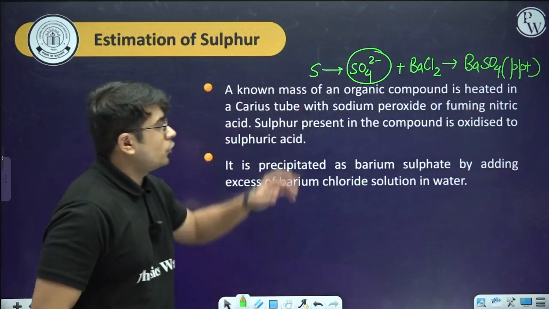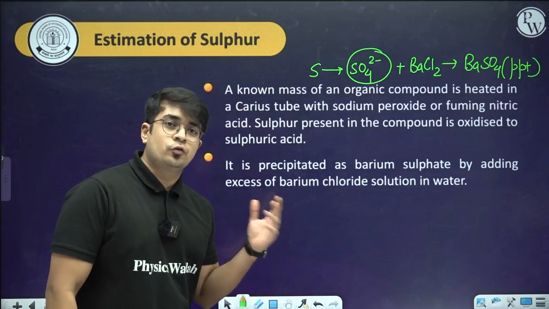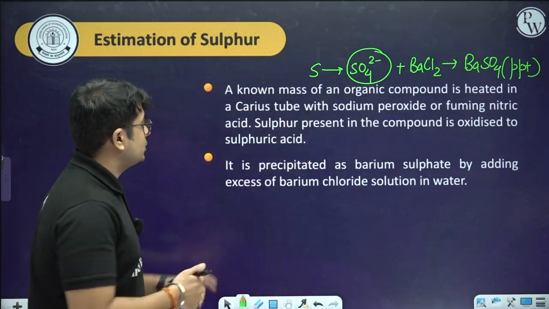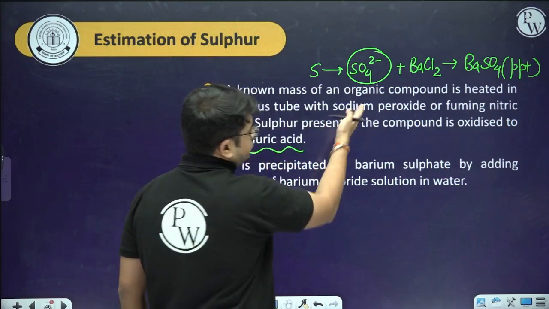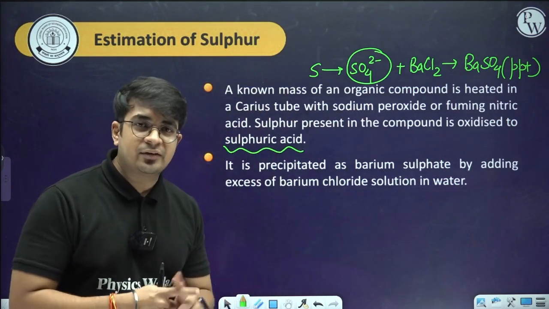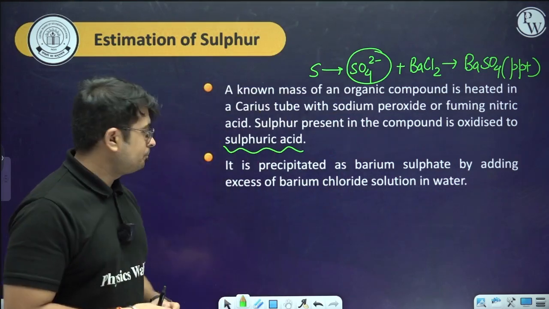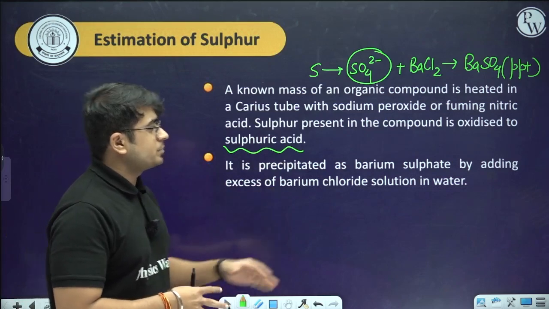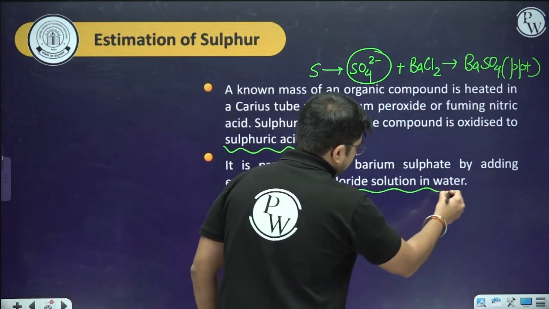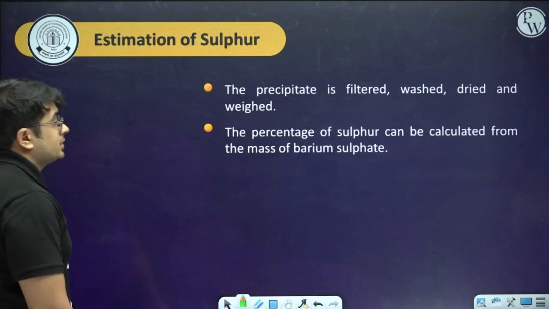So a known mass of organic compound is heated in presence of sodium peroxide or fuming nitric acid, an oxidizing agent. And sulfur present in the compound is oxidized to sulfuric acid, because we have the acidic solution. Definitely this SO4 2 negative is going to combine with H positive to convert into H2SO4. Basically we need sulfate ion, and it is precipitated as barium sulfate by adding an excess of barium chloride solution in water. Now the calculation is going to remain as it is.